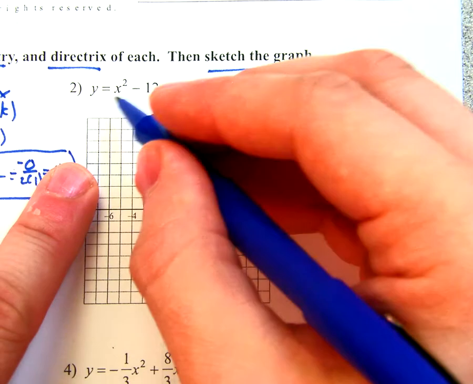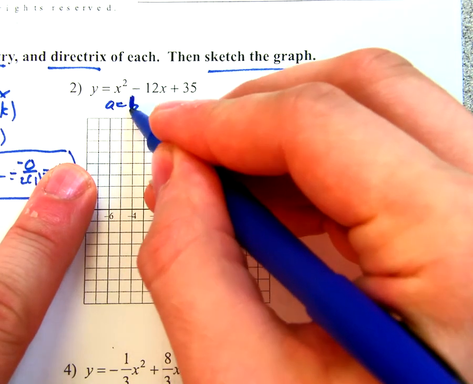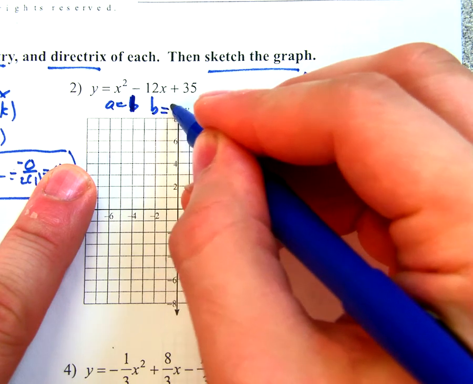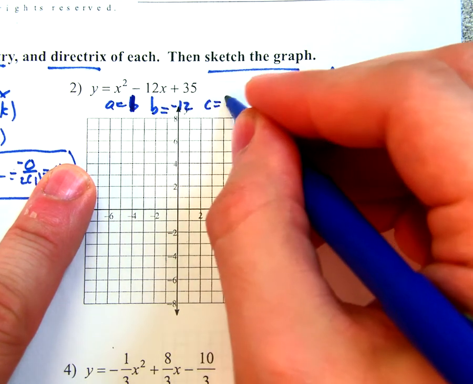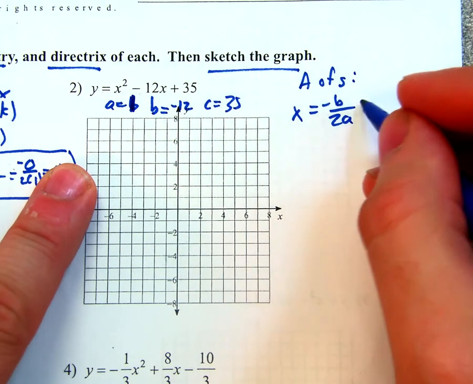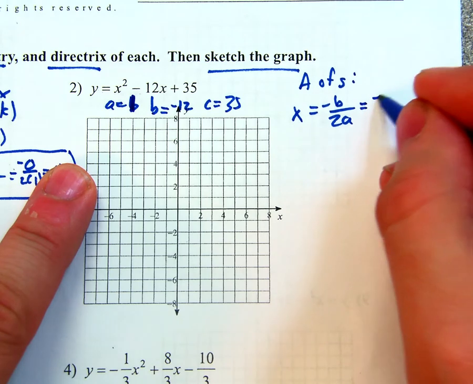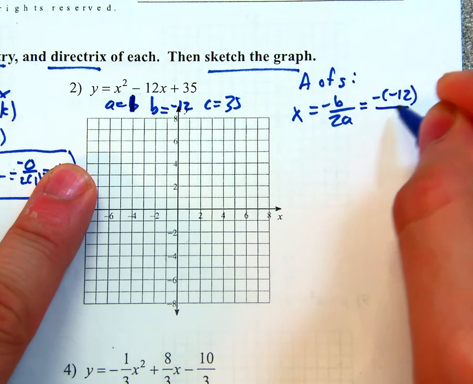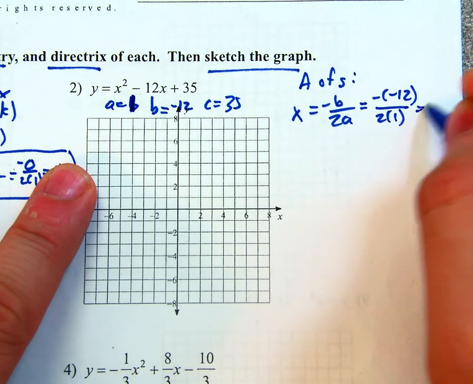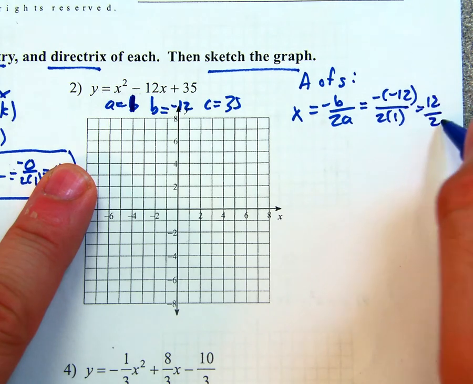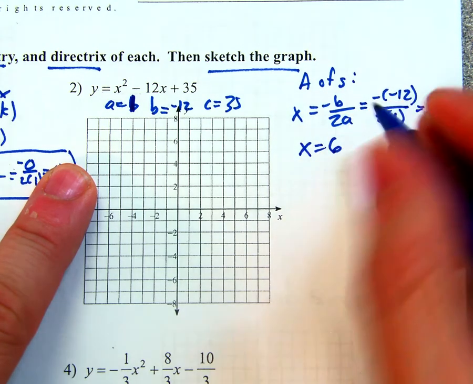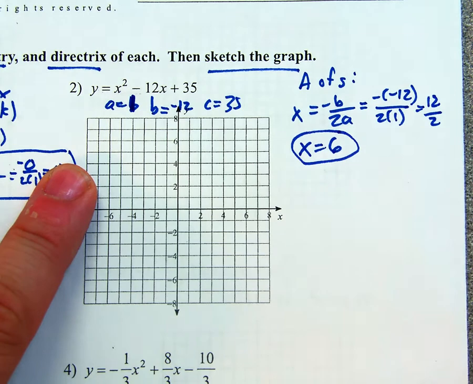So a equals 1, b is negative 12, and c is 35. So x equals opposite of b, so opposite of negative 12, over 2 times 1, or 12 over 2. So x equals 6 is the axis of symmetry. That's part of our answers.